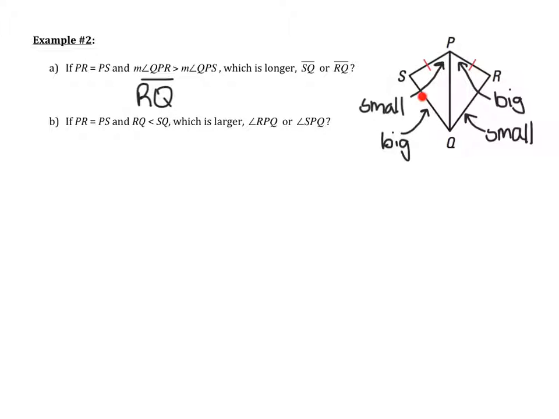Since the bigger side is over here, we would conclude, according to the hinge theorem, that the angle opposite it would be the bigger angle. So the angle opposite the bigger side would be angle SPQ. And that's it for this section. Super easy.